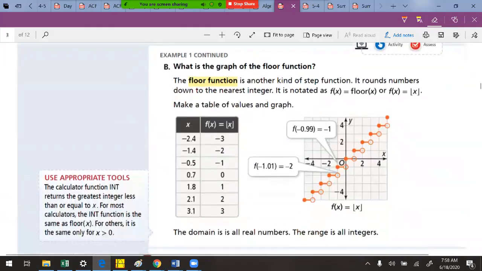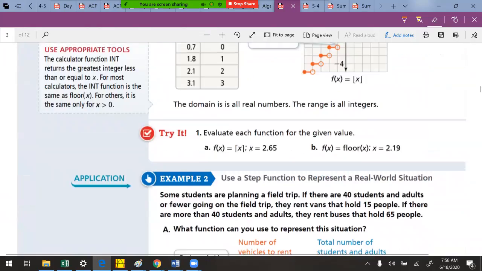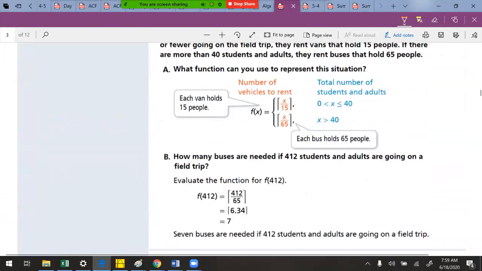But when we talk about floor functions, essentially you're rounding down. For example, 0.7 goes to 0. Even though it's closer to 1, it goes to 0. 1.8 goes to 1. 2.1 goes to 2, and vice versa. Okay, so here we go. Evaluate each function. Well, again, it's a ceiling. If you look at the marking on the top, it's a ceiling function there. So therefore, it goes to 3. This is a floor function. It's going to round down. It goes to 2. Not difficult.